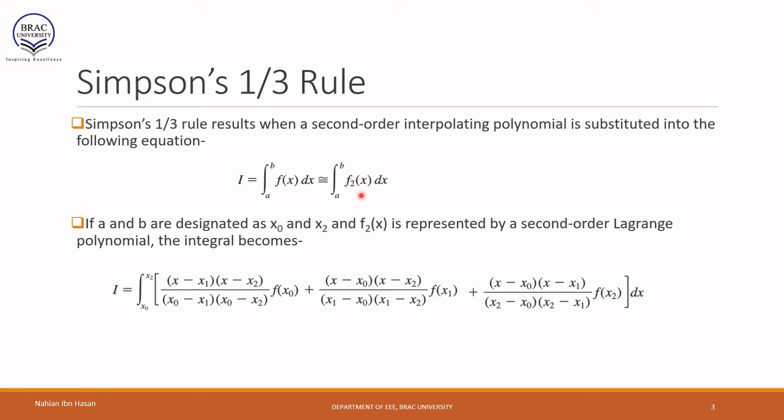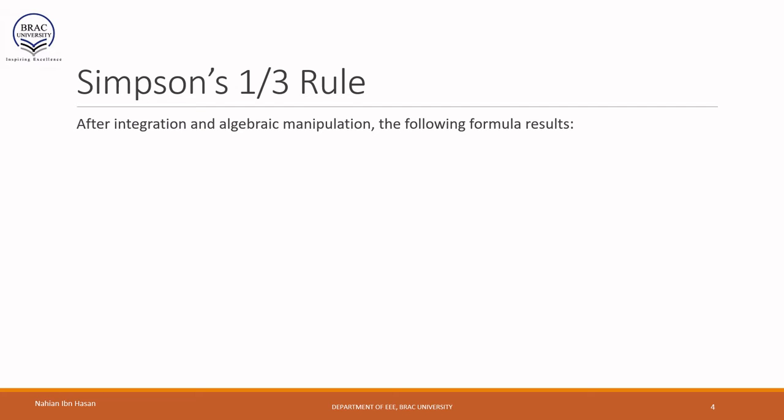Whenever we replace this f2 of x with the Lagrange polynomial, the whole function looks like this. After some algebraic manipulation and integration, the function simplifies to this form. In this form, h is denoted as the difference between the segments. That means h equals b minus a divided by 2. In the trapezoidal rule, we denoted this as the width of each segment. In this case, this is also the width, the average width of a segment.